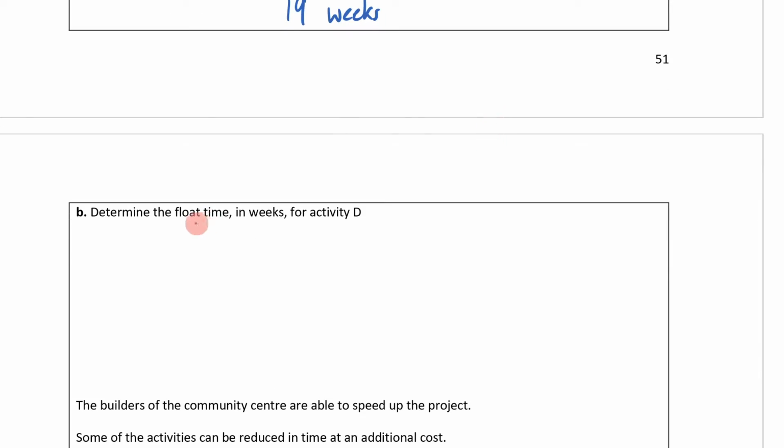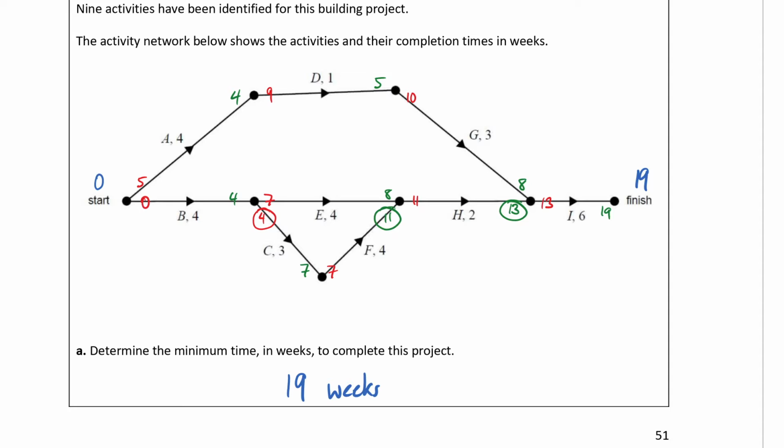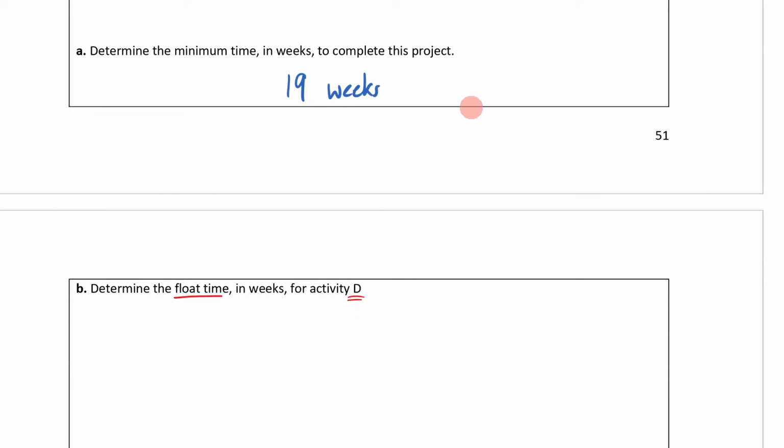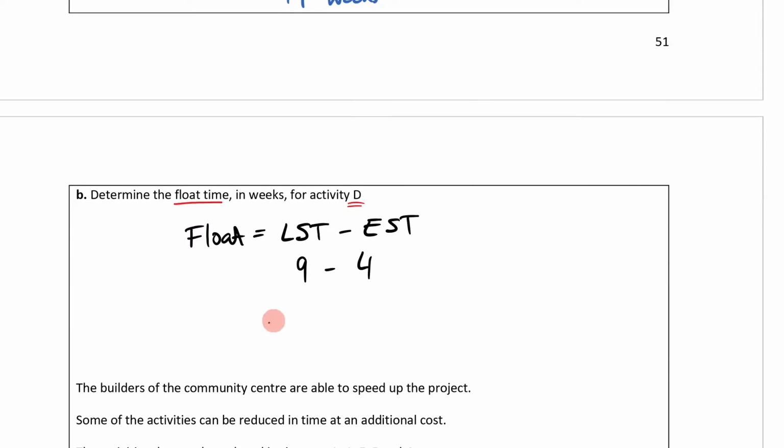It says determine the float time in weeks for activity D. So I would come up here, find activity D, which is, wait for it, right here. So I'm looking at these numbers and subtracting them from each other. Remember, your float time is found by taking the LST and minusing the EST. So that's 9 minus 4, and that's going to be equal to 5 weeks. So it has a float time of 5 weeks.